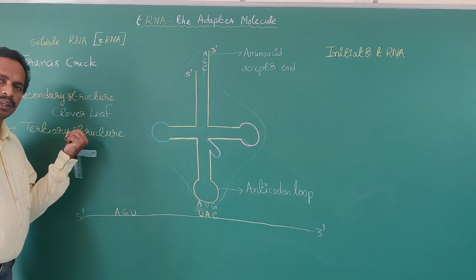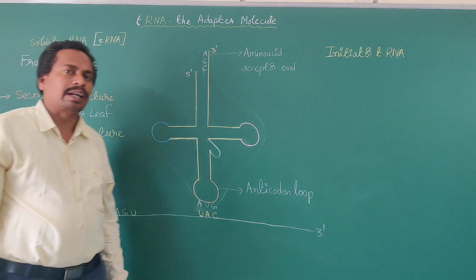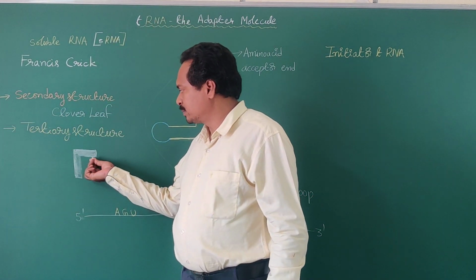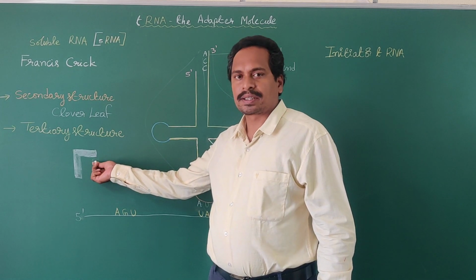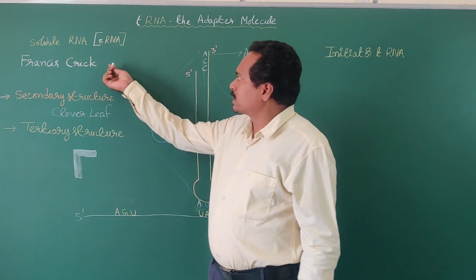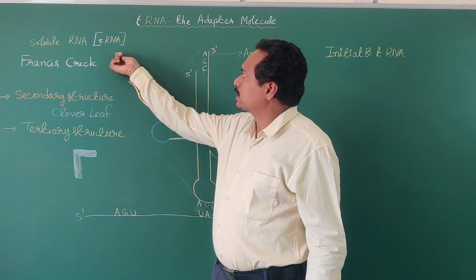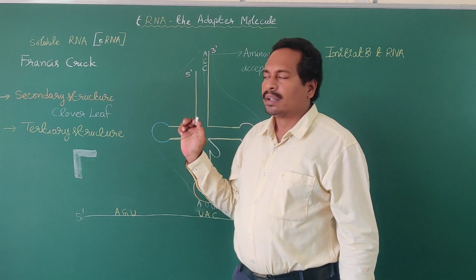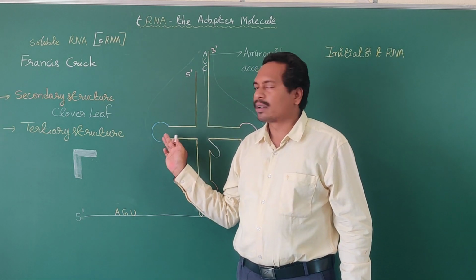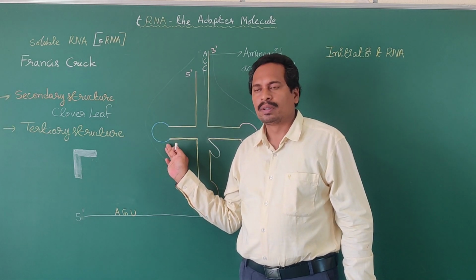Whereas the tertiary structure, the actual structure of tRNA, resembles an inverted L. This is the tertiary structure. This one is the secondary structure. The primary structure resembles a linear thread. That is not required. You have to remember the secondary and tertiary structures of the tRNA molecule.